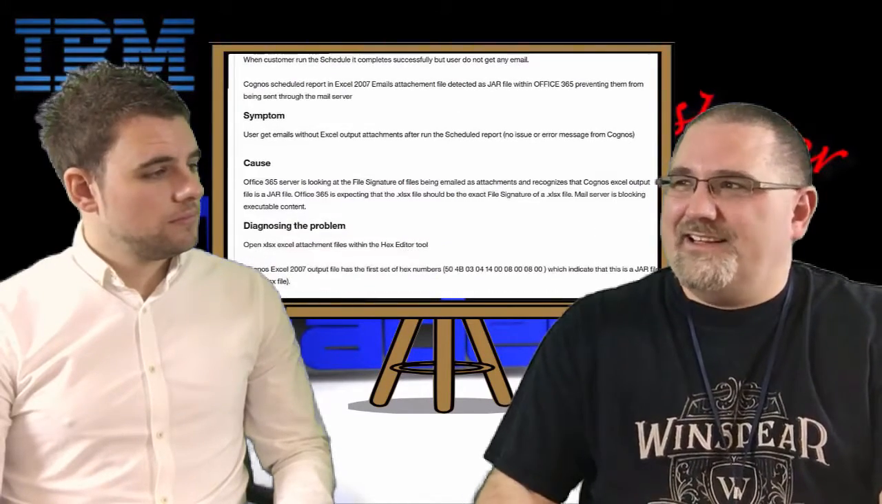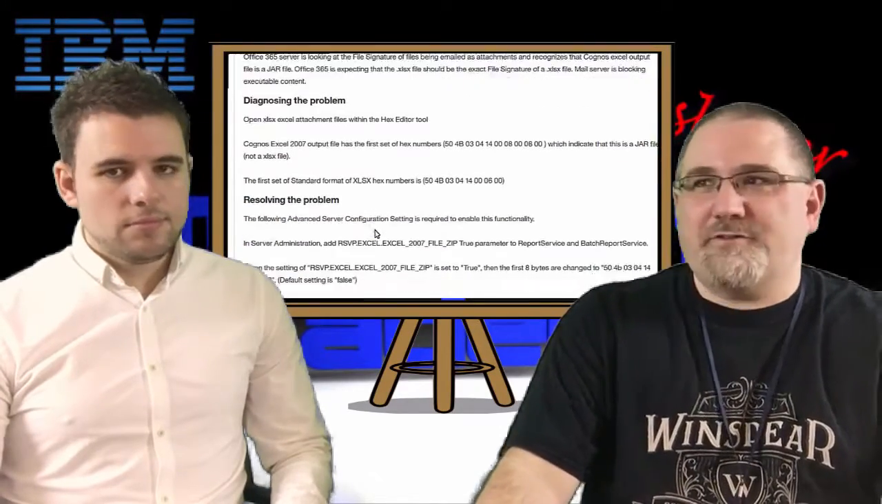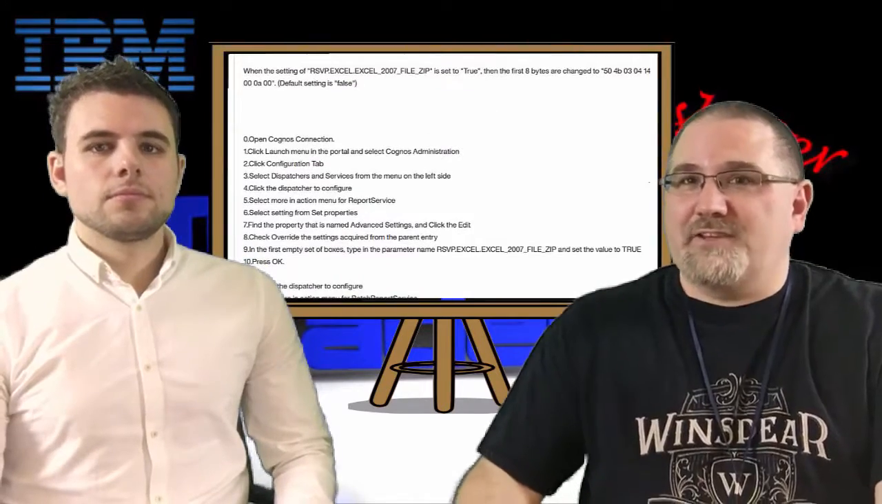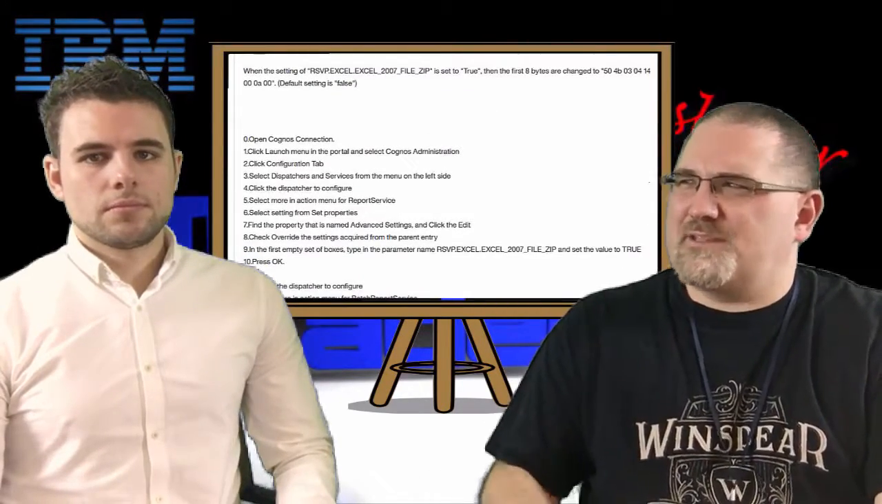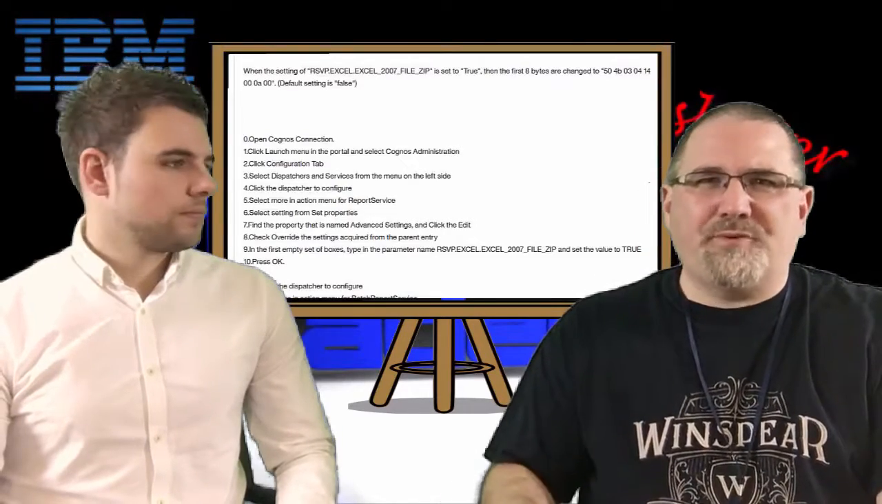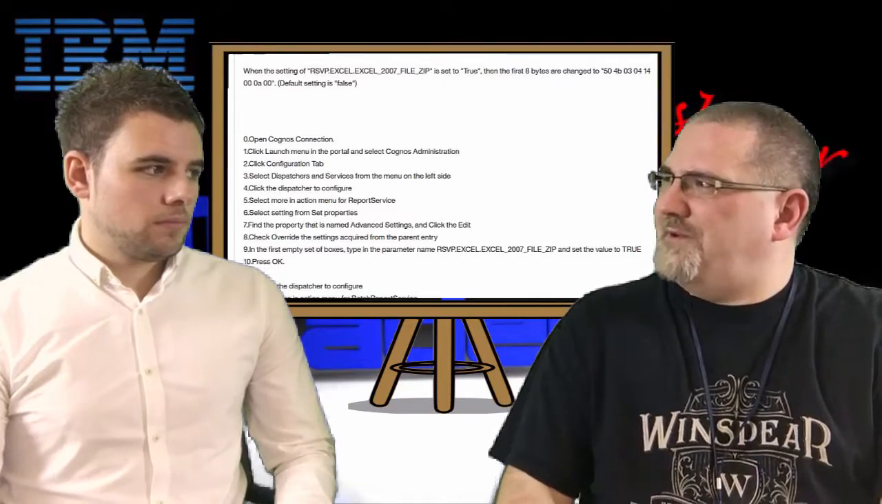Now, essentially you have to make a change to the hex value at the start of the jar file so that Office 365 doesn't see it as something suspect. So this talks you through the changes you need to make. There are some specific Cognos configuration changes. So if you're having problems with this, have a look at this tech note, and hopefully this will get you right again. But yeah, a bit of an odd one, that one.